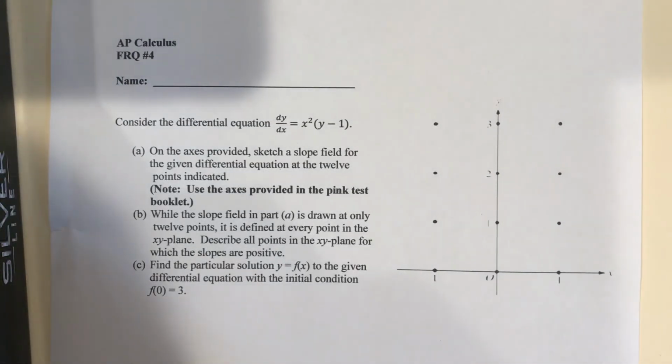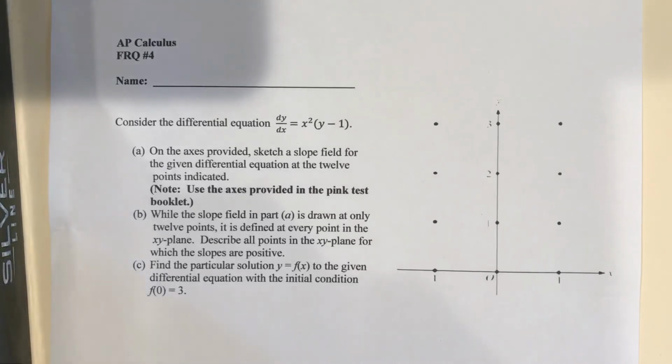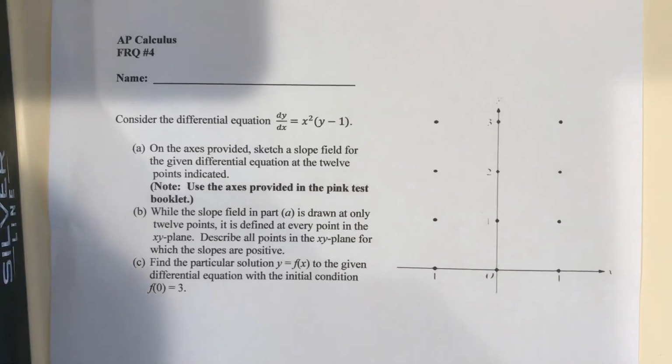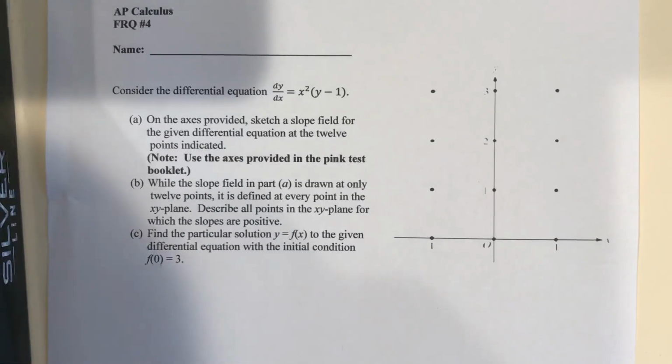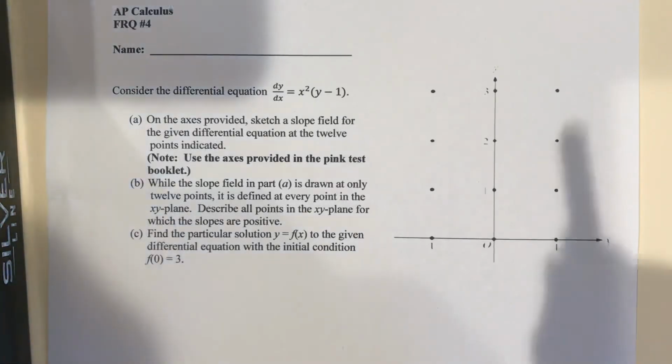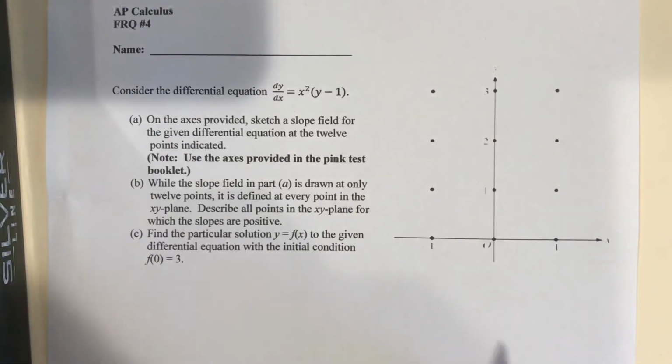Today we're going to be working on an FRQ that has to do with a slope field and a differential equation. Looking at part A, use the axes provided to sketch a slope field for the given differential equation at the 12 points indicated. So we've got 12 points, and we're going to find the slope at each point.